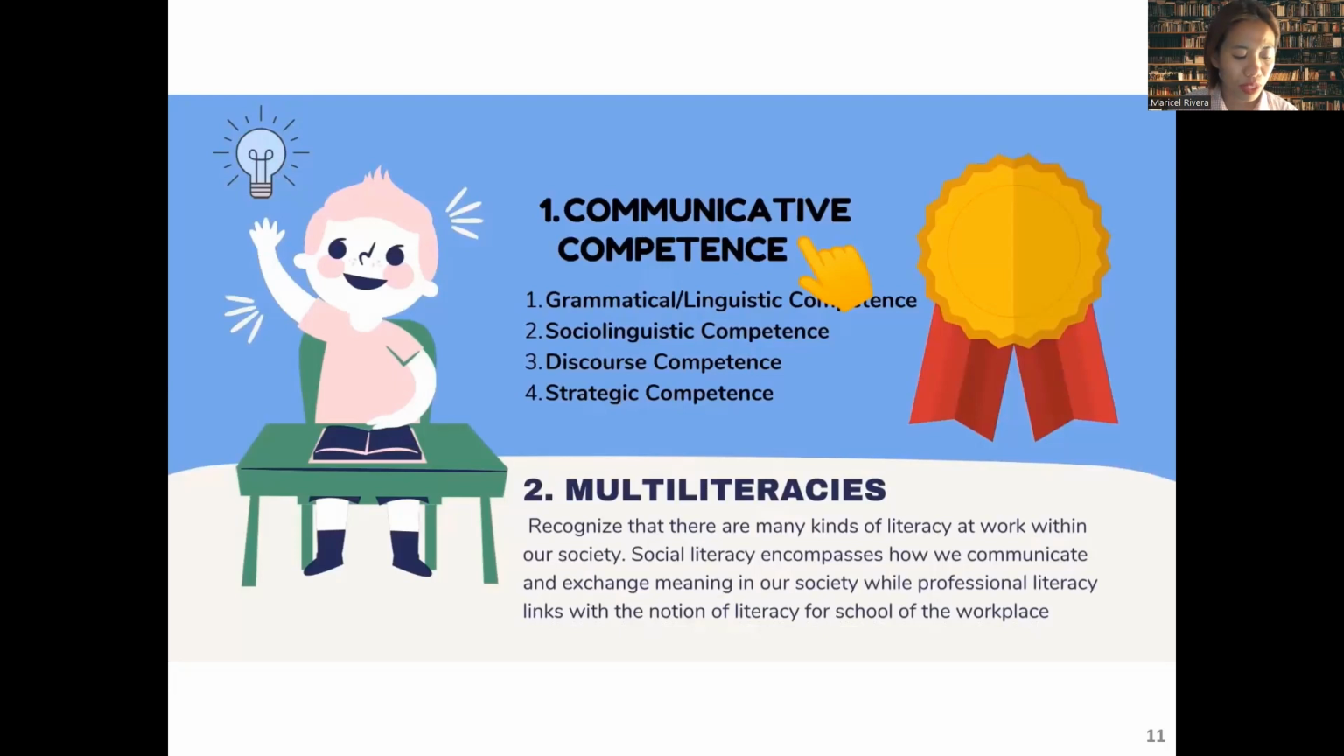Next is the sociolinguistic competence. The sociolinguistic competence talks about the social rules of language. So when we say language, we use the language for different contexts, for different situations. For example, formality, we have to make sure that when we talk to people, it actually depends on the person that we are speaking with. For example, if that person is a friend, of course, you don't need to be very formal.